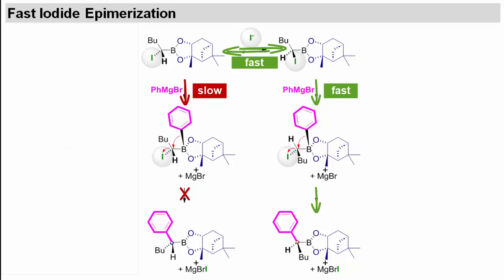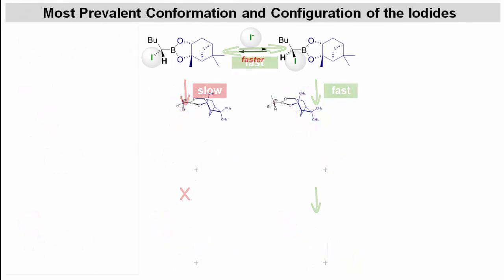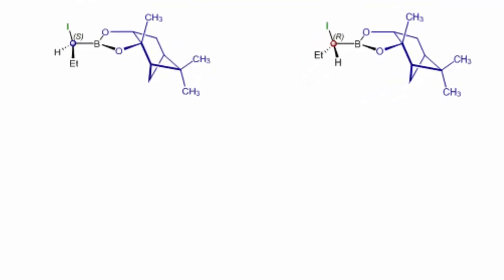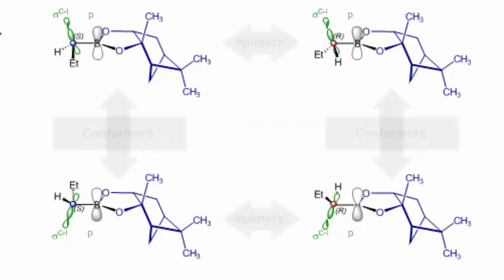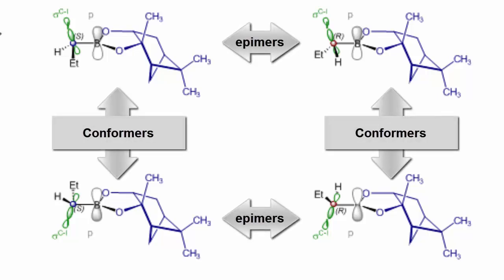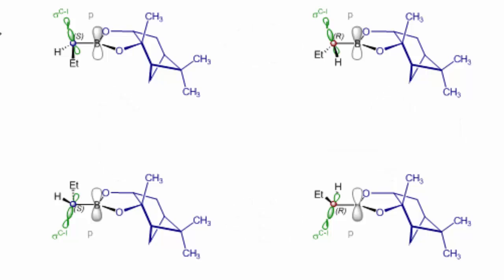In order to gain deeper insights into this, we did quantum mechanical calculations, and they do indeed draw a somewhat more complicated picture. Let's start by thinking about the configuration in which the Grignard might encounter our two iodides. Hyperconjugation between the sigma orbital of the C-I bond and the empty p orbital of the boron atom makes these two conformations for each diastereomer particularly stable. Therefore, we actually have 4 different species of iodide in our solution. 2 in which the iodide is on the endo side of the molecule, and 2 in which the iodide is on the exo side of the molecule.